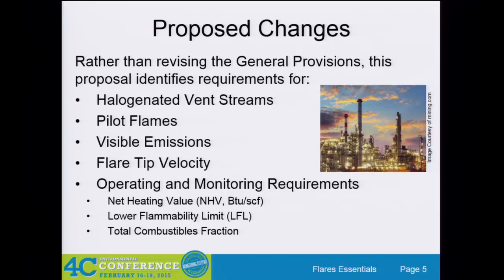And then they've added some new operating requirements. Two of them we talked about. Before this came out, everybody with the consent decrees was getting pretty comfortable about what EPA was looking for. They're looking for knowing the net heating value. They want to know the lower flammability limit. And then they threw in this guy here, the total combustibles fraction, and we all said, what? So at least we can be glad to know that we are now again at the forefront of flare knowledge, and we are getting shown new concepts that hadn't been discussed before. So this is an exciting time to be in this world.